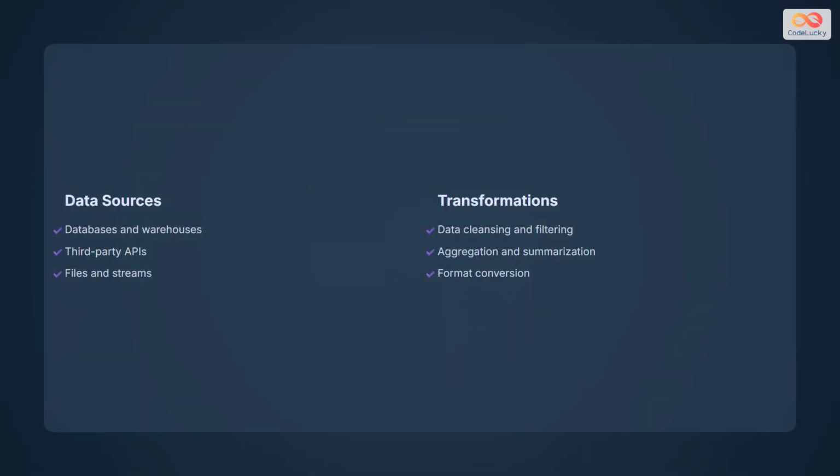The key components of data lineage include data sources and transformations. Data sources include databases and warehouses. It also includes third-party application programming interfaces, commonly known as APIs, files, and streams. Transformations include data cleansing and filtering, aggregation and summarization, and format conversion.